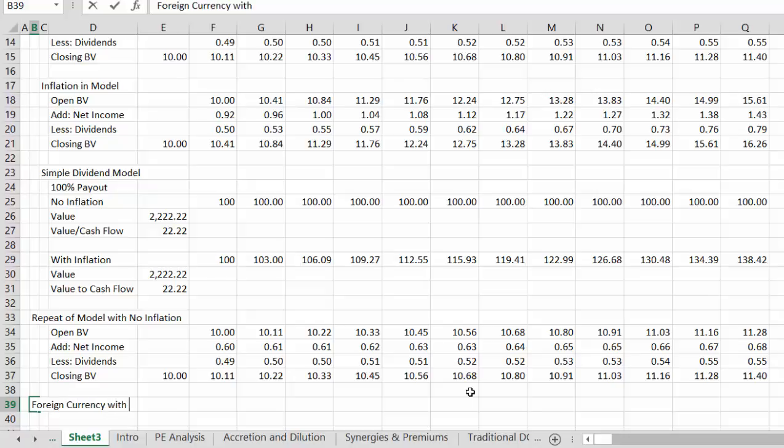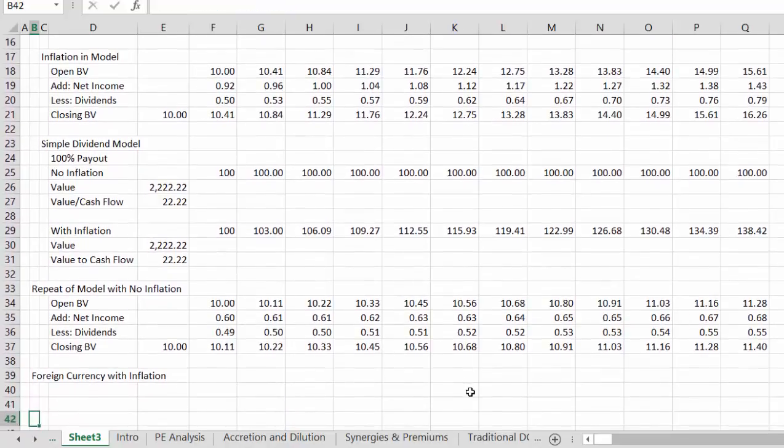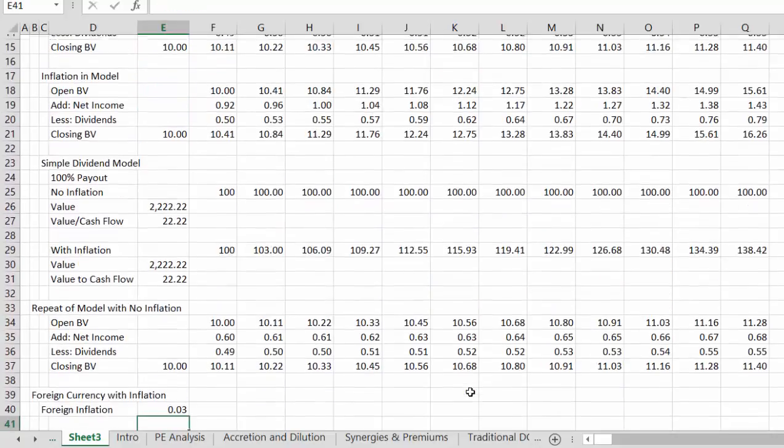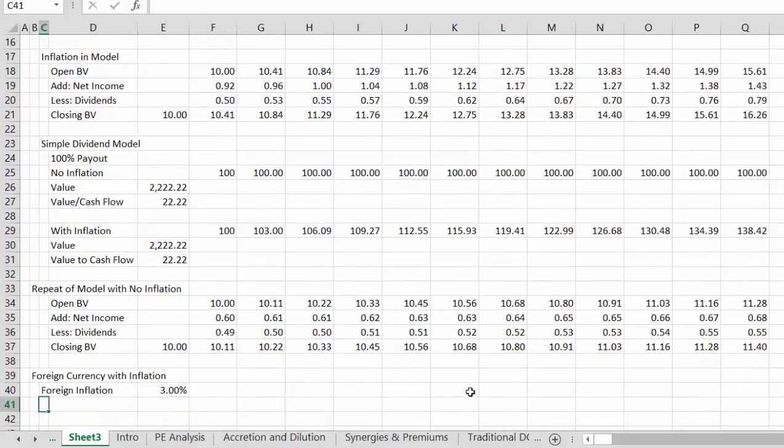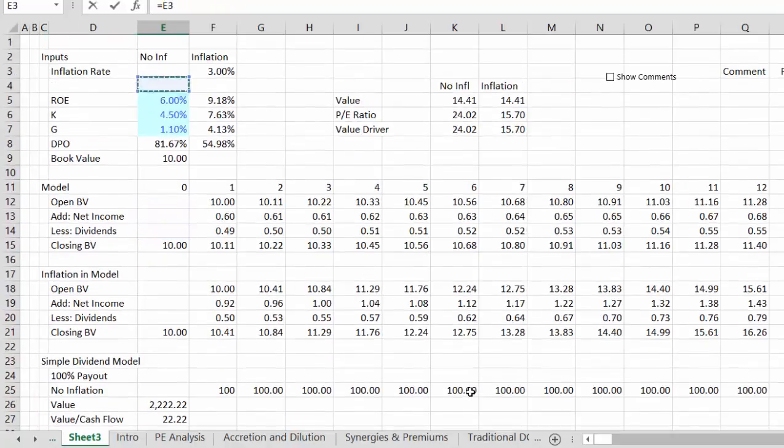Now let's say we have foreign currency with higher inflation. So what we're going to do is take our company and just restate the earnings and restate the assets and put it in foreign currency. Now, let's say foreign inflation is, we'll put it up here. We'll use just our inflation rate. And we'll put this as 0 for domestic inflation.